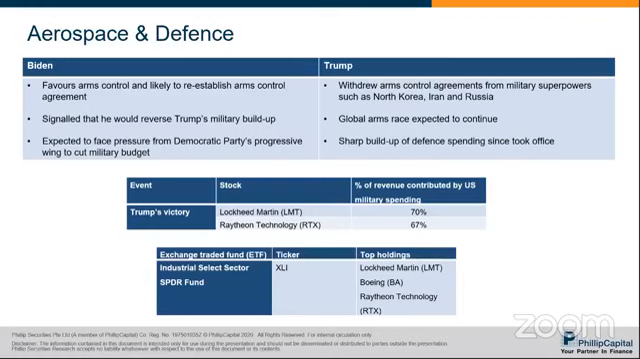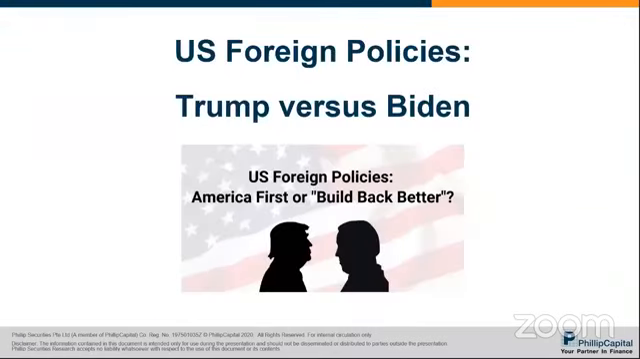The counters or sectors to look out for would be Lockheed Martin and Raytheon Technologies. These two are defense and aerospace counters, and also the Industrial Select SPDR Fund. So this is it for the industrial-related policies. We will now head on over to foreign policy.